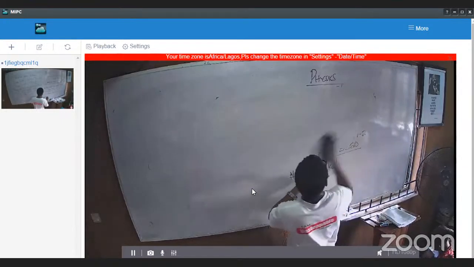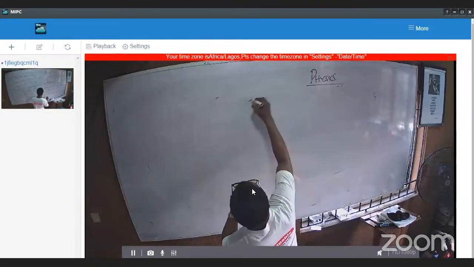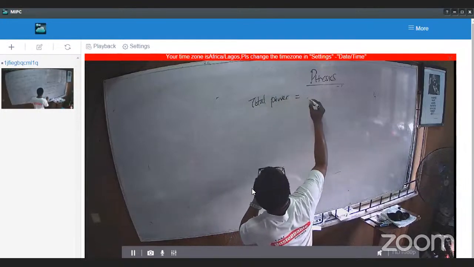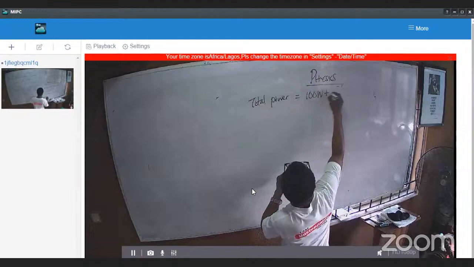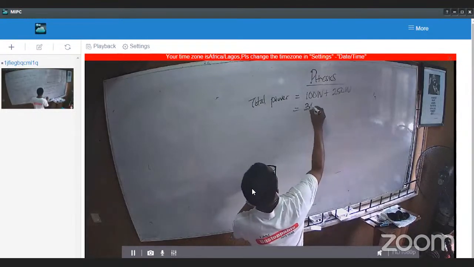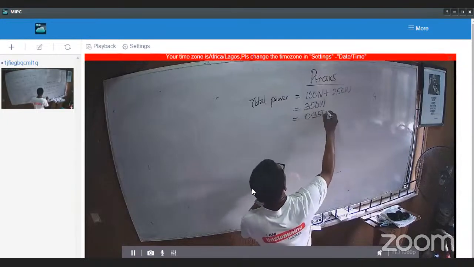The first thing you find is total power. The first lamp, how much? Second one. Add the two of them, what do you get? 350 watts. We convert to kilowatts, so that will be 0.35 kilowatts.